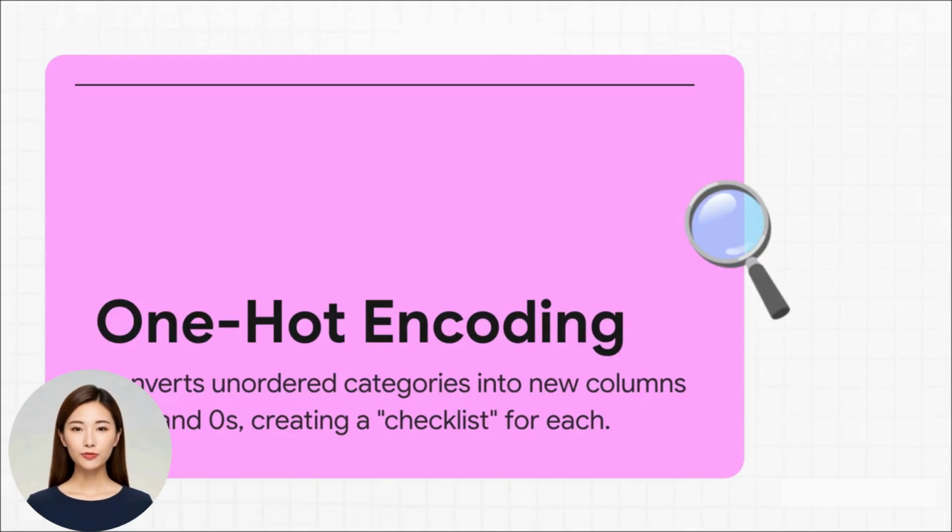It's called one-hot encoding. And instead of ranking anything, what it does is it takes that single city column and explodes it into multiple new columns, one for every single city in our dataset. Then, for each pumpkin, it just goes down the list and puts a 1 in the column for the city it's from and a 0 everywhere else. It's basically like creating a super detailed checklist that the computer can read perfectly.